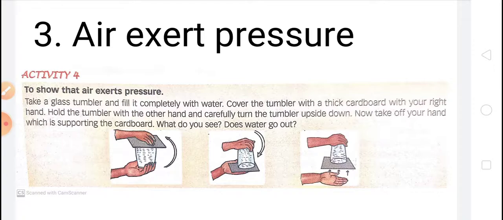Okay, and we use this pressure exerted by air in doing so many activities in our daily life, like in a doctor's syringe, and in cycle tires and tubes, to suck soft drinks using a straw, and to fill the ink in the pen. Okay, so many other activities are also there. In this we use this air pressure.